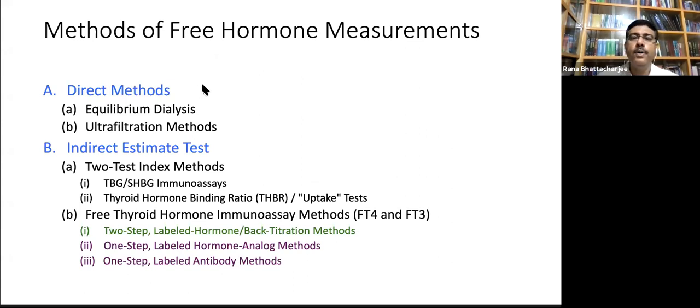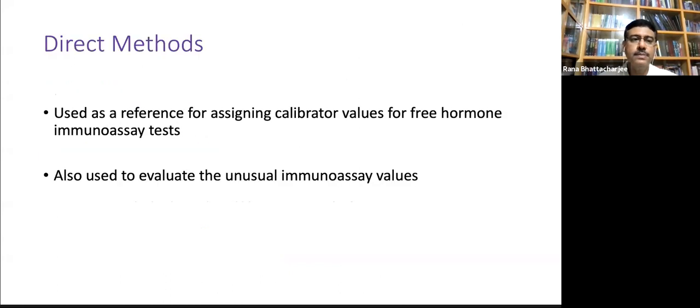One group we call direct methods, that is equilibrium dialysis or ultrafiltration, and another group is called indirect estimate tests, which include the index method, among which the SHBG immunoassay, which we use to get a free testosterone index, is one example, or we can indirectly measure the free hormone levels by antigen antibody reaction. Among direct methods, those are very labor intensive, so they are mainly used to generate the calibrator against which all the immunoassays are calibrated. So they are mainly used to assay the standard system.